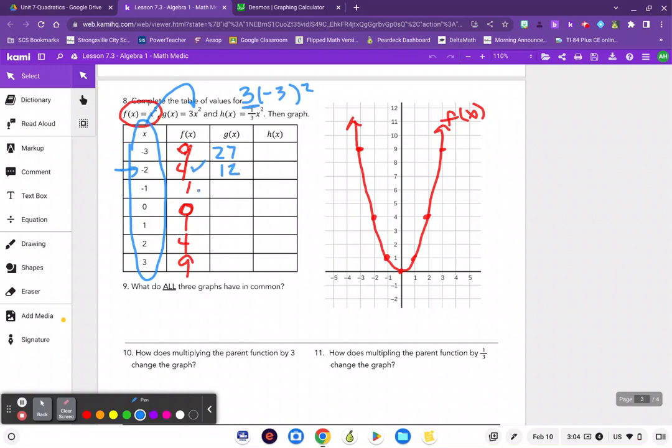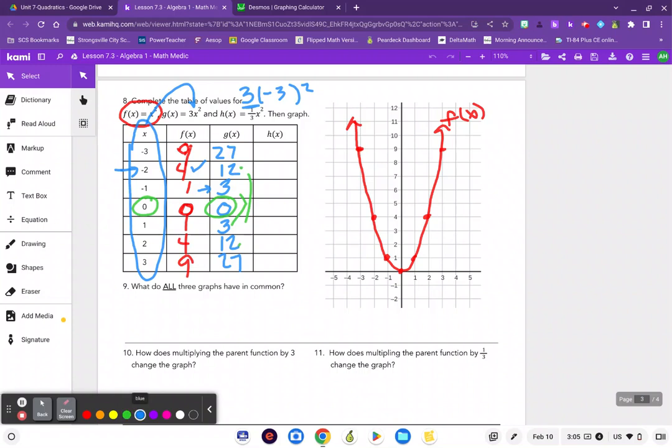It turns out that I'm just going to be multiplying each of the parent function y values by 3. 0 times 3 is 0. 1 times 3 is 3. 12, 27. This seems reasonable. I still have this 0, 0 as my vertex. I still get these repeating y values. Okay. I'm going to go ahead and graph that.